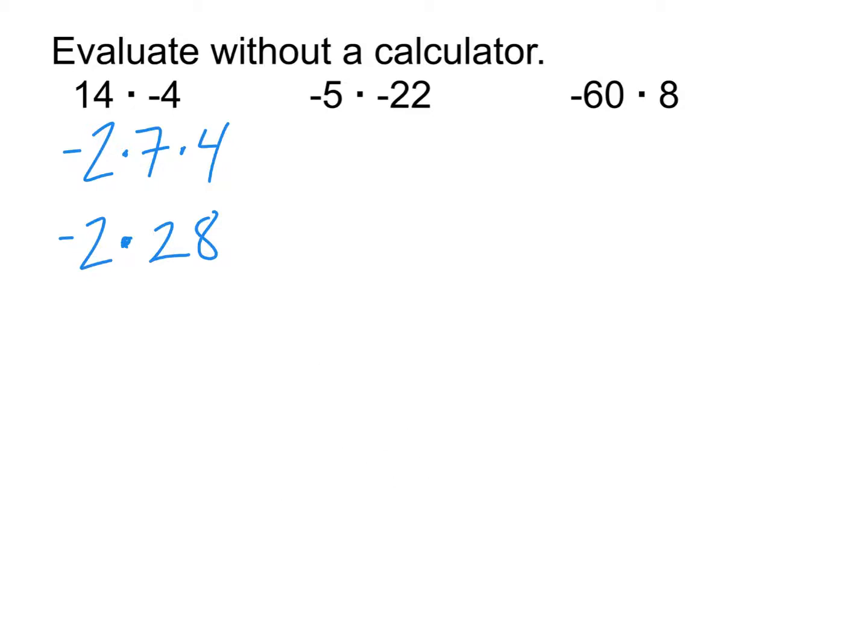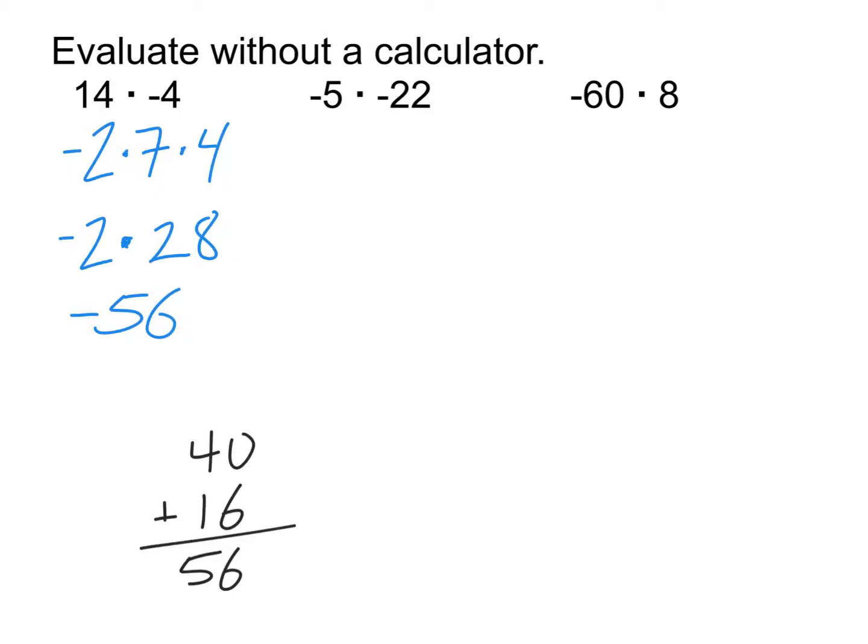All right. Now we need to do the negative 2 times 28. And of course we know the negative times the positive is a negative. And 2 times 28, well, 2 times 20 is 40. 2 times 8 is 16. And so if you do 40 plus 16, it gives you 56. So 2 times 28 is 56.